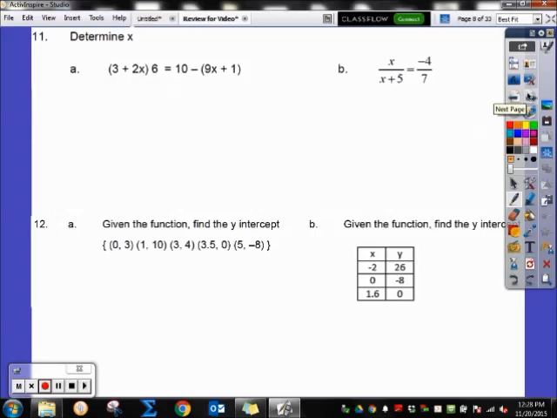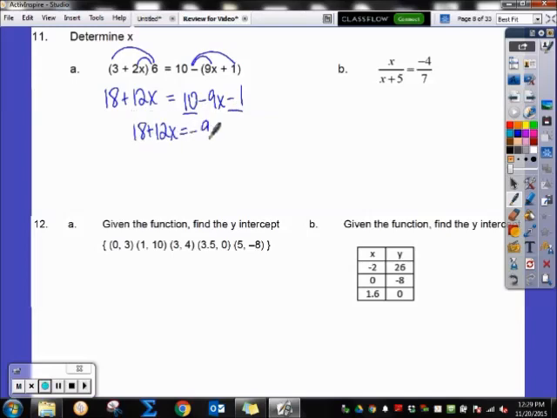Okay, for 11, same thing we did a little bit earlier. We just have to solve for x. Now, in this case, the distribution is at the end. Doesn't change how we do it. So we have 18 plus 12x equals, and in this case, this is like distributing a negative 1. So we would have 10 minus 9x minus 1. Combine like terms, so we would have 18 plus 12x equals negative 9x plus 9.